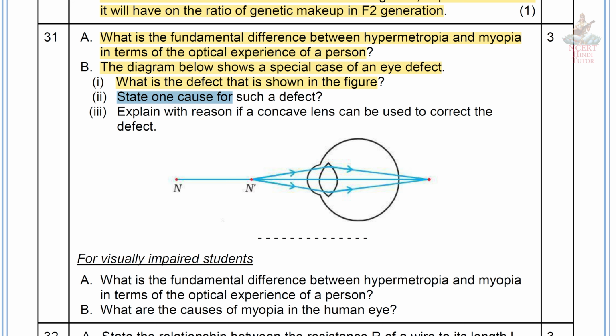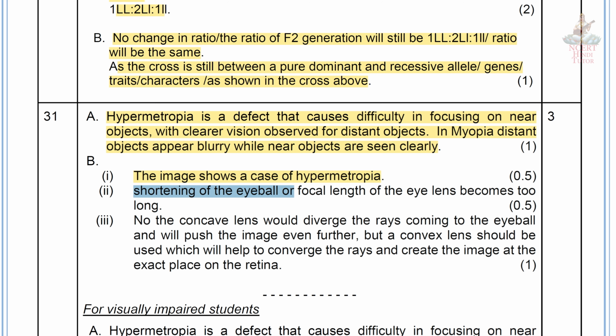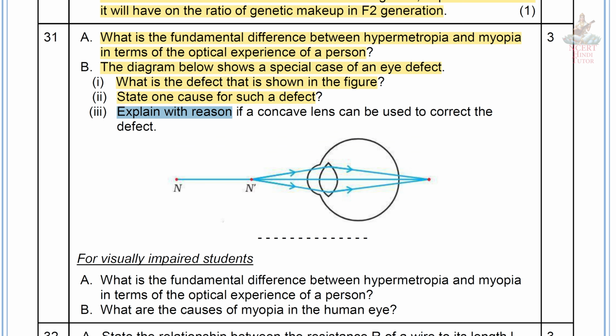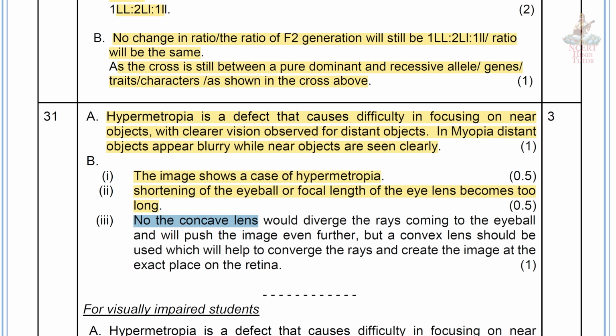Second, state one cause for such a defect. Answer: shortening of the eyeball or focal length of the eye lens becomes too long. Third, explain with reason if a concave lens can be used to correct the defect. Answer: no, the concave lens would diverge the rays coming to the eyeball and will push the image even further.